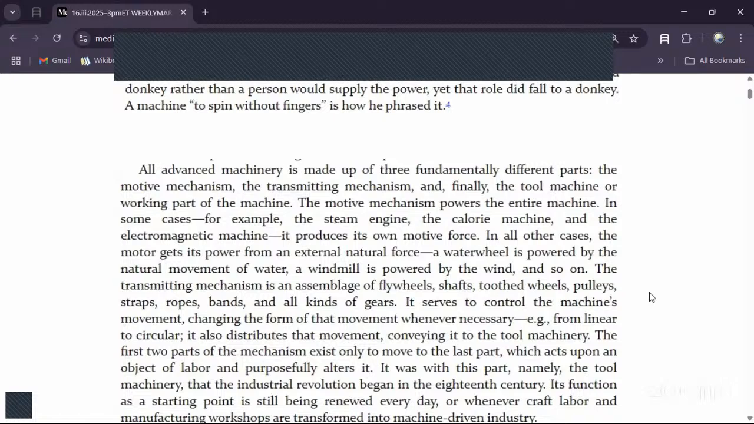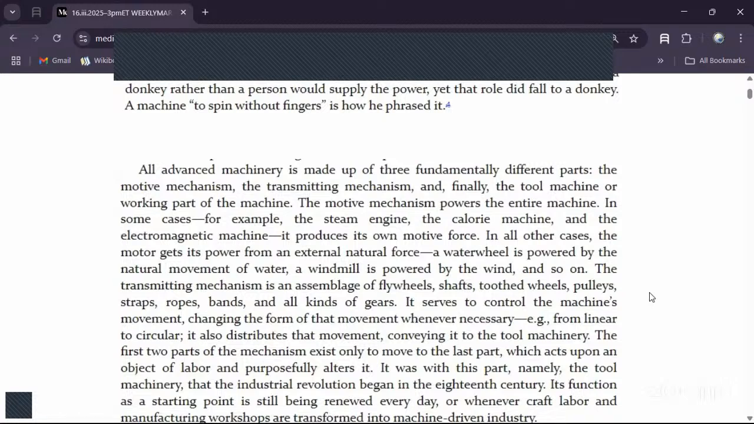The transmitting mechanism is an assemblage, oh, that word again, of flywheels, shafts, toothed wheels, pulleys, straps, ropes, bands, and all kinds of gears. It serves to control the machine's movement, changing the form of that movement whenever necessary, for example, from linear to circular. It also distributes that movement, conveying it to the tool machinery.